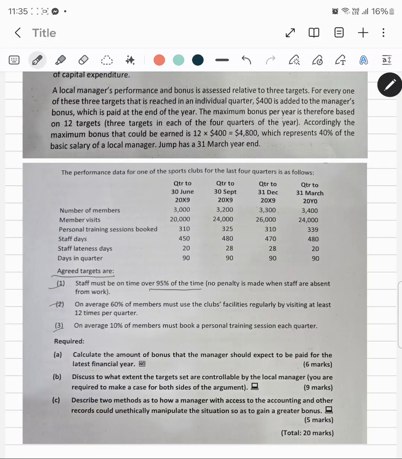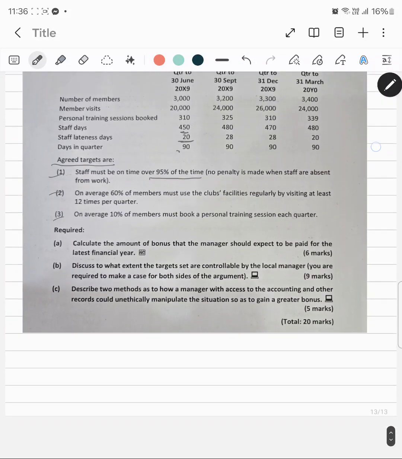So, in this, how can we calculate? We have a number of days in the quarter, staff lateness days that are 20, and staff days 450. The data which is given to us is the performance data for one of the sports clubs for the last 4 quarters.